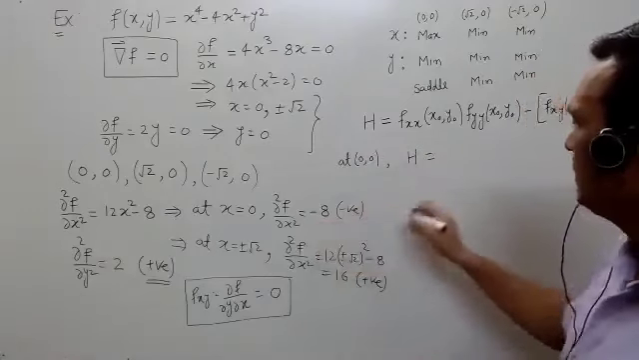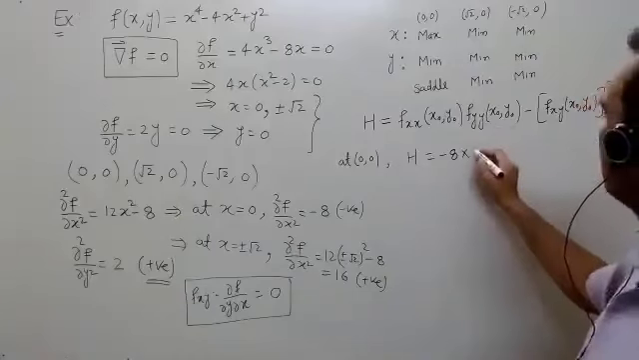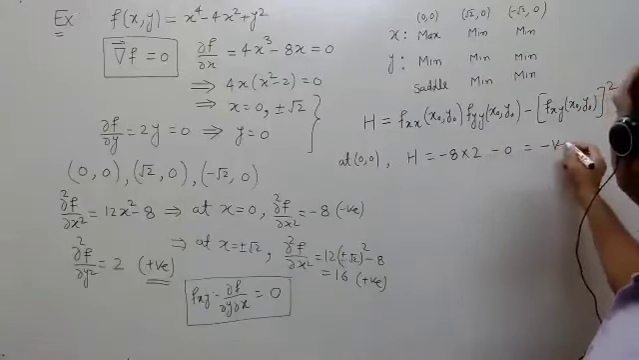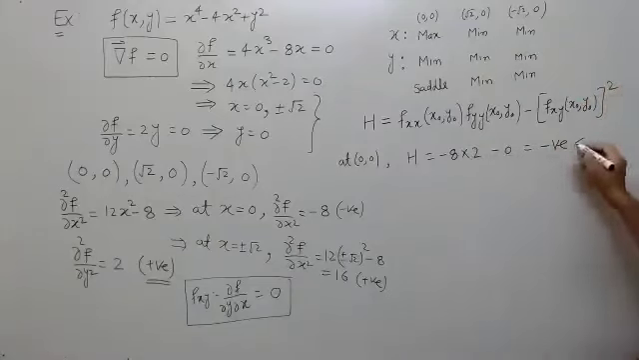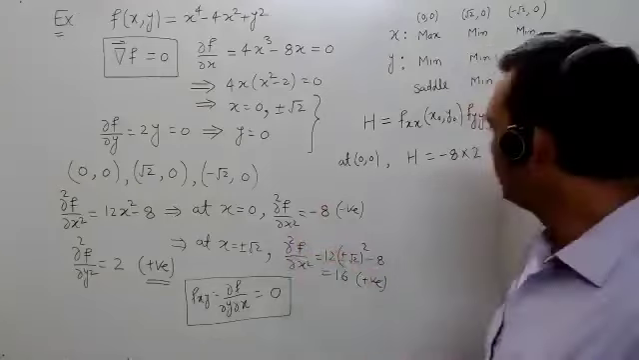So fxx is minus 8, fyy is plus 2, minus 0. So this value is negative, less than 0. So less than 0 is a saddle point.